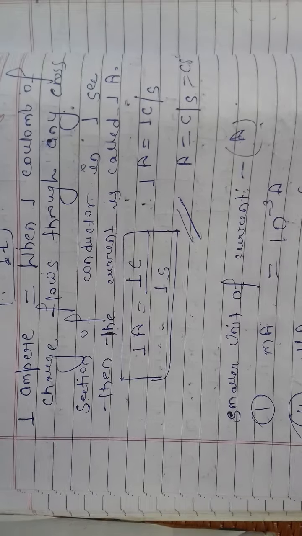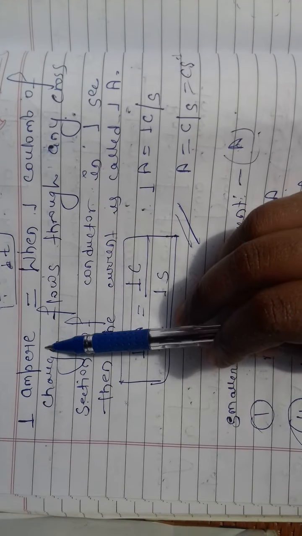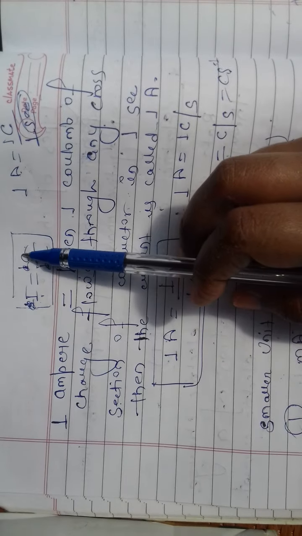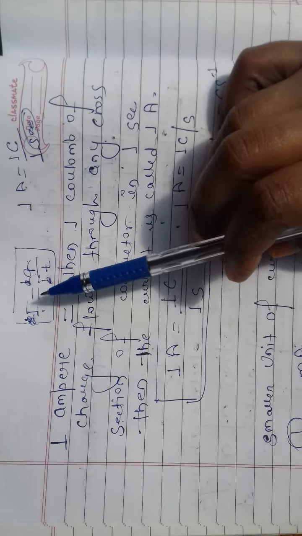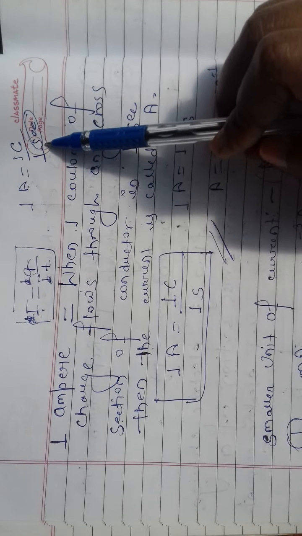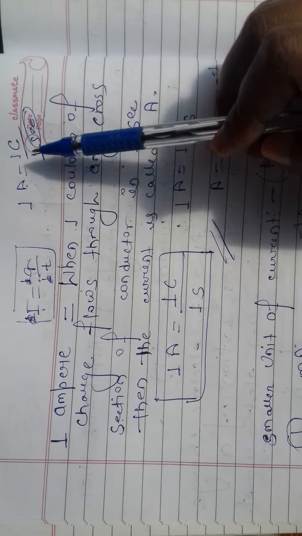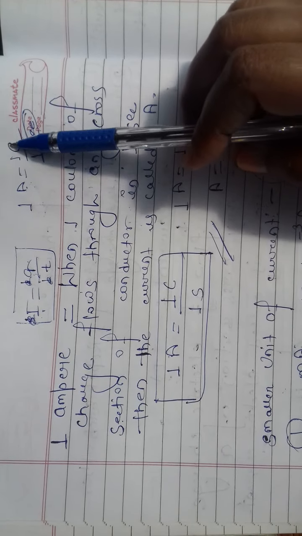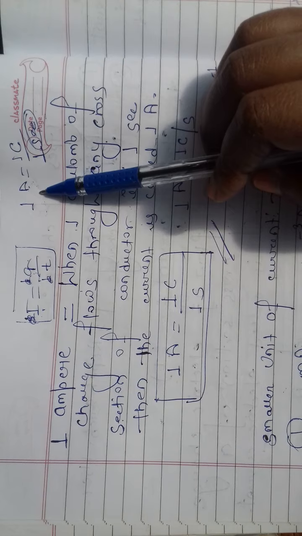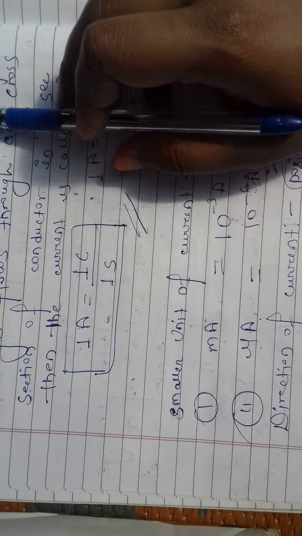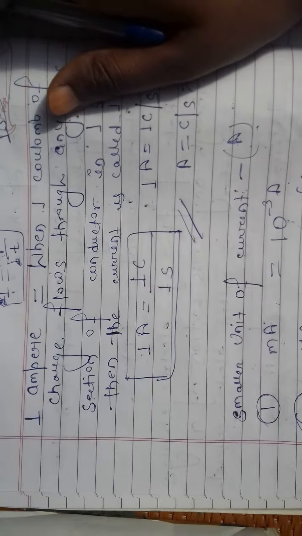Now see the next one. 1 ampere. What is the definition of 1 ampere? What is the value of I? I is equal to Q divided by T. The unit of I is ampere, the unit of Q is coulomb, and the unit of time is second, where s is small s. Since I is equal to Q by T, ampere is equal to coulomb per second, or 1 ampere is equal to 1 coulomb upon 1 second. Then what will be the definition of 1 ampere?